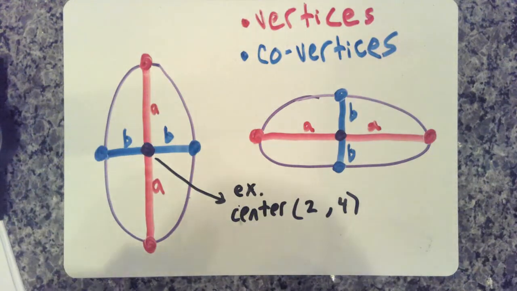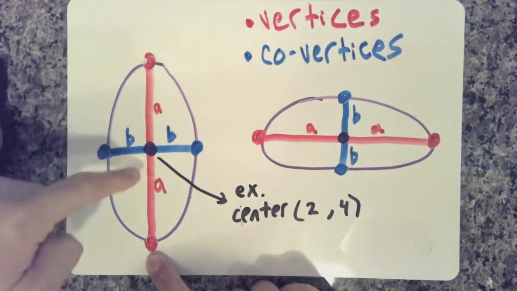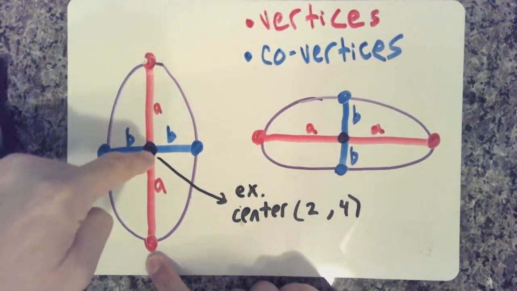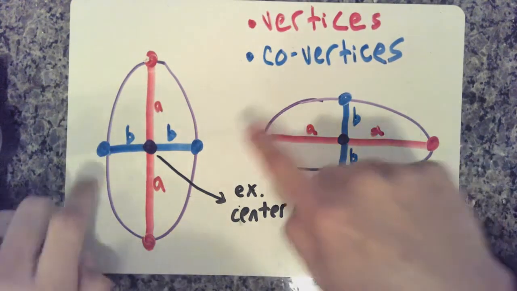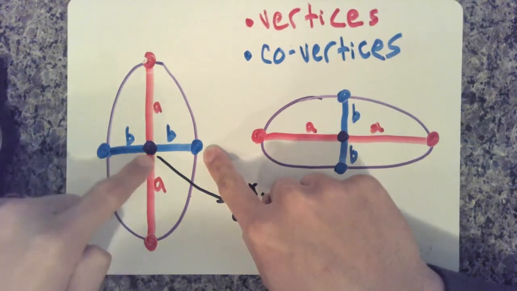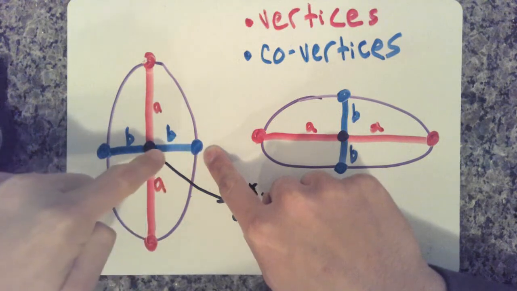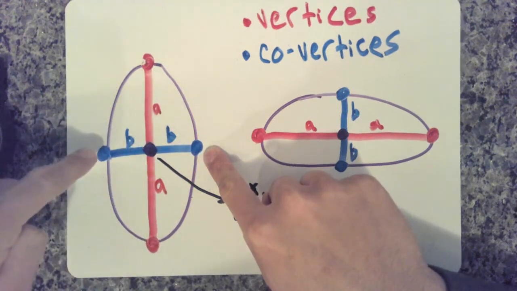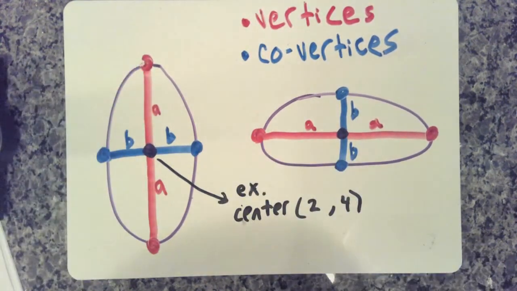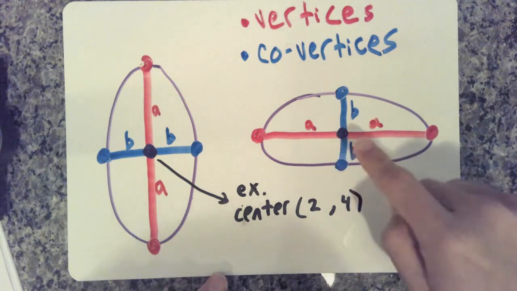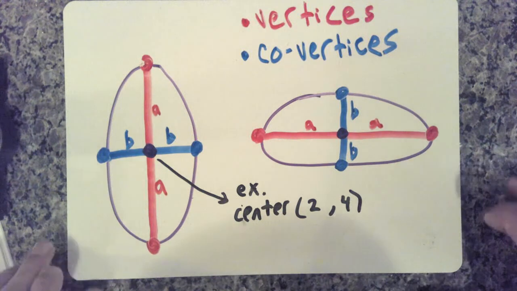Okay, so again, once you know the center, the vertices are essentially these 2 points. So you take your center and you add A, but you're also going to subtract A because we're working with coordinates. Then if you wanted to find the co-vertices for this particular one, you're going to take your center and add B, in the X direction because this is horizontal, and then subtract B again in the X direction. For A in this particular one, you're going to add A in the Y direction. Again, it just depends on the orientation.